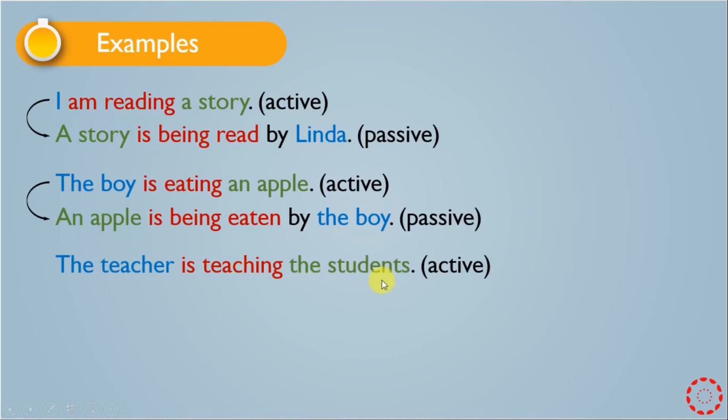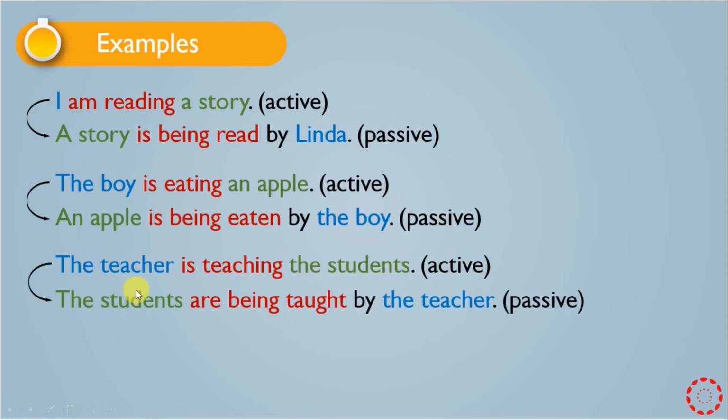Another example, the teacher is teaching the students. The teacher is the subject, is is verb to be, and then teaching is verb ing. The students is an object. We say the students are because students is plural. We say are, and then we have being. And after being, we have to use the past participle of the verb, which is taught. Teach became taught by the teacher.